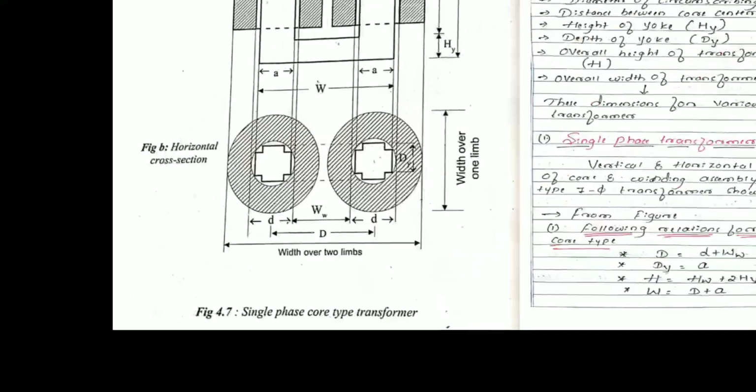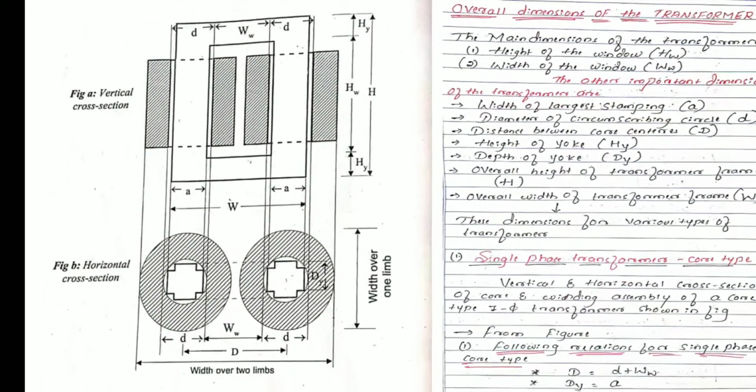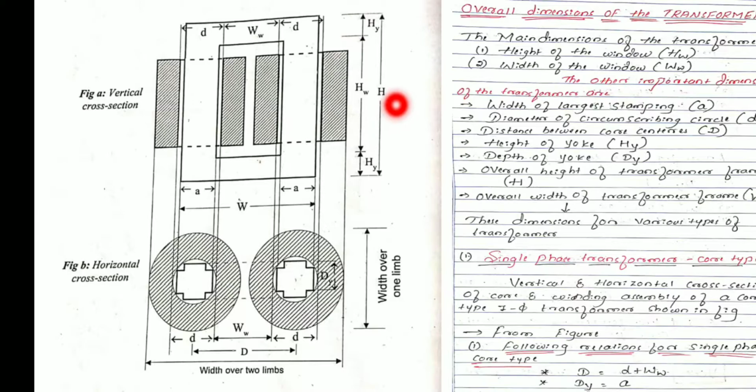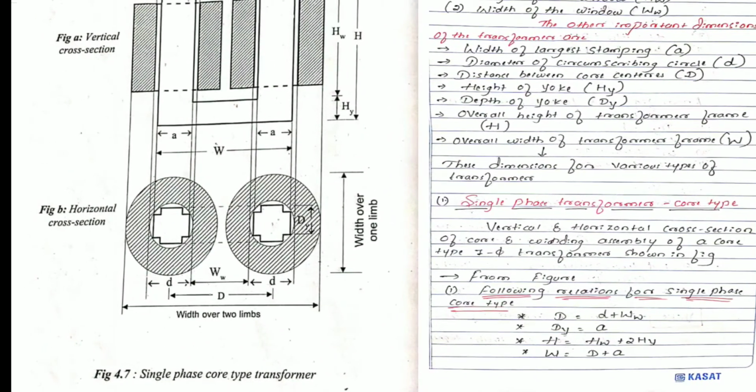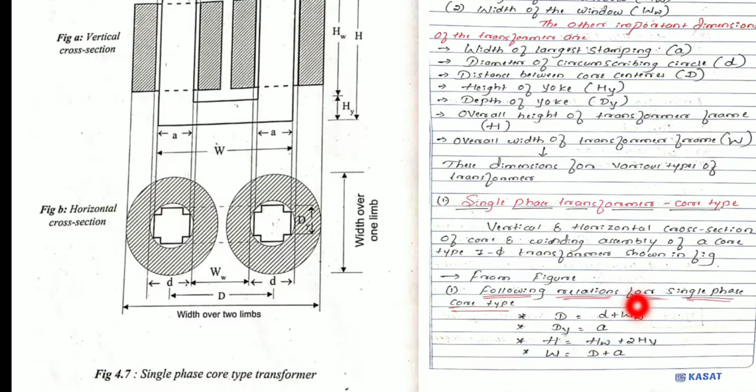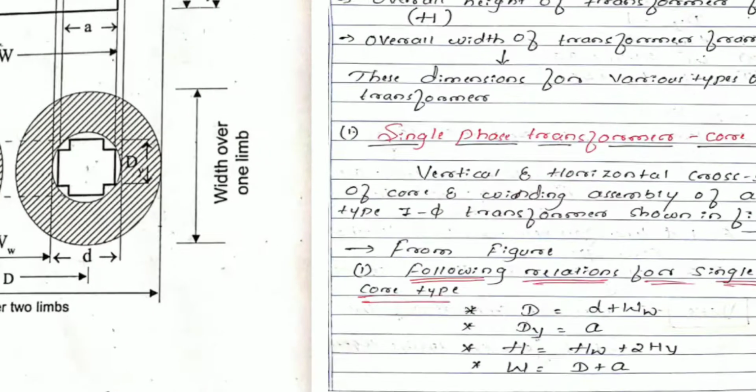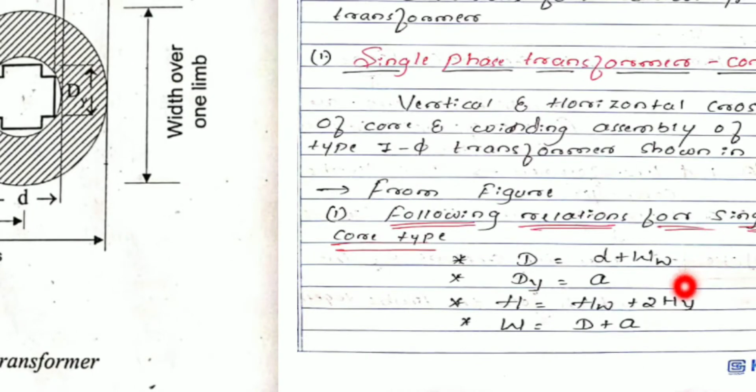Next, third one is capital H. Capital H indicates what? This capital H is the overall height of this transformer frame. How will we write this one? Capital H is equal to Hw plus Hy plus Hy, nothing but Hw plus 2Hy. This will give the height of the transformer frame. So that is the reason I have written capital H is equal to Hw plus 2Hy. So see here, capital H will be equal to the height of the window plus the height of the yoke, 2Hy.